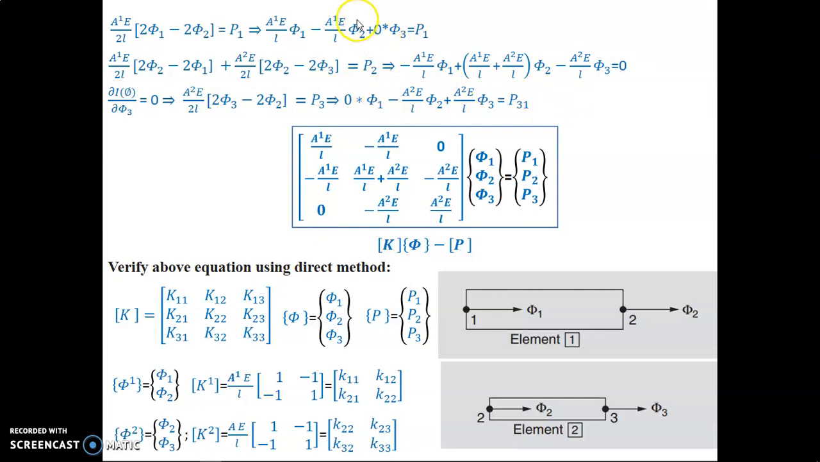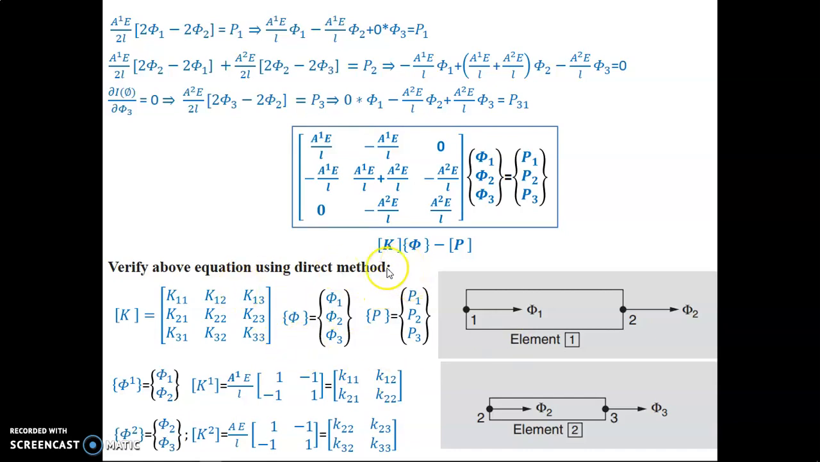When all three equations are written in matrix form, we get this matrix. This is known as the global stiffness matrix of the system, and phi1, phi2, phi3 correspond to the displacement matrix, and they will be equal to the force matrix acting on the individual nodes. Now we need to verify that the same equation, K phi is equal to P, can also be obtained by using the direct method, which we described in the previous lecture.